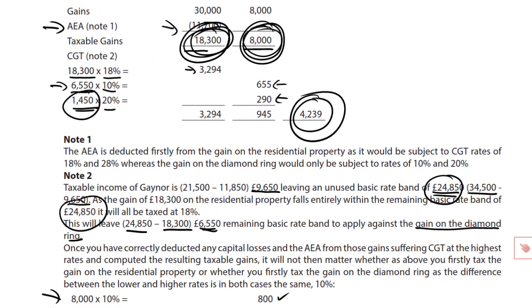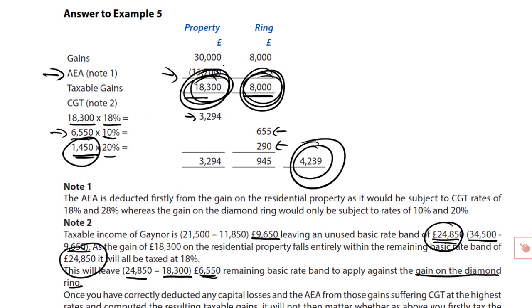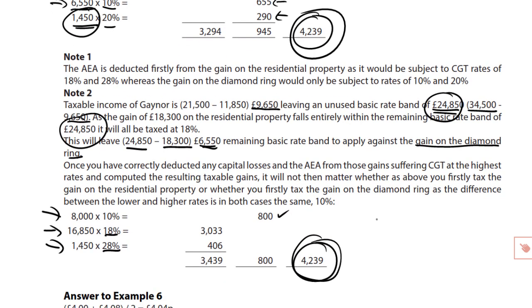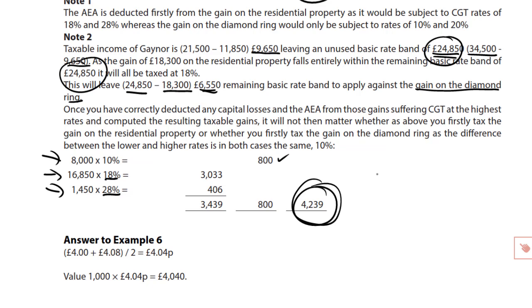Simply do as we did in this first calculation and tax the taxable gain on the residential property first of all, using up any remaining part of your basic rate band before, if necessary, then moving into higher rate. Then bring in the taxability of any other assets at their respective rates. Here on the diamond ring, the 1,450 at 20%. But literally, it will not matter which way round you do it.